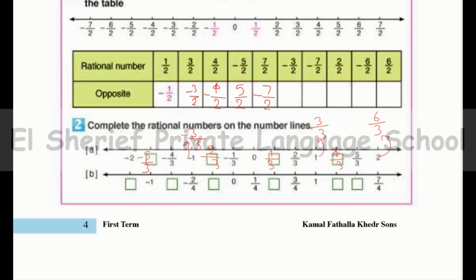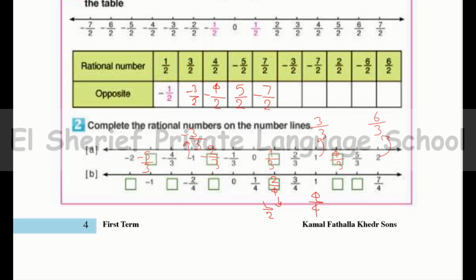Look at letter B and solve it in the same way. But here the denominator is 4. 0, 1 over 4, 2 over 4, and I can write it as 1 over 2. 3 over 4 and 1 is equal to 4 over 4. I can write 1 in different forms according to the denominator. The denominator in the previous question is 3, so 1 is equal to 3 over 3. But here the denominator is 4, so 1 is equal to 4 over 4.